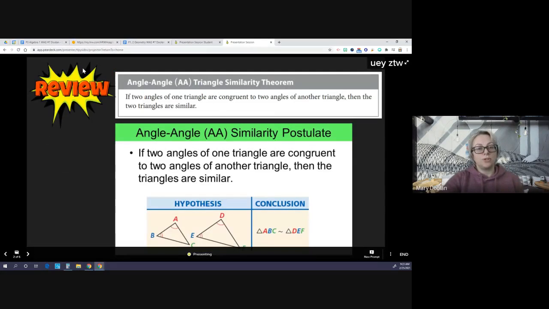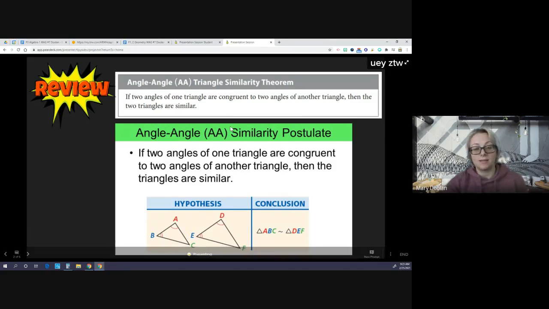There's a little bit of review. This is something we've already learned back before we went on break. We learned about the angle-angle, or AA, triangle similarity theorem, which says if two angles of one triangle are congruent to two angles of another triangle, then we can say the two triangles are similar. Remember, similar means the same shape, but not necessarily the same size.